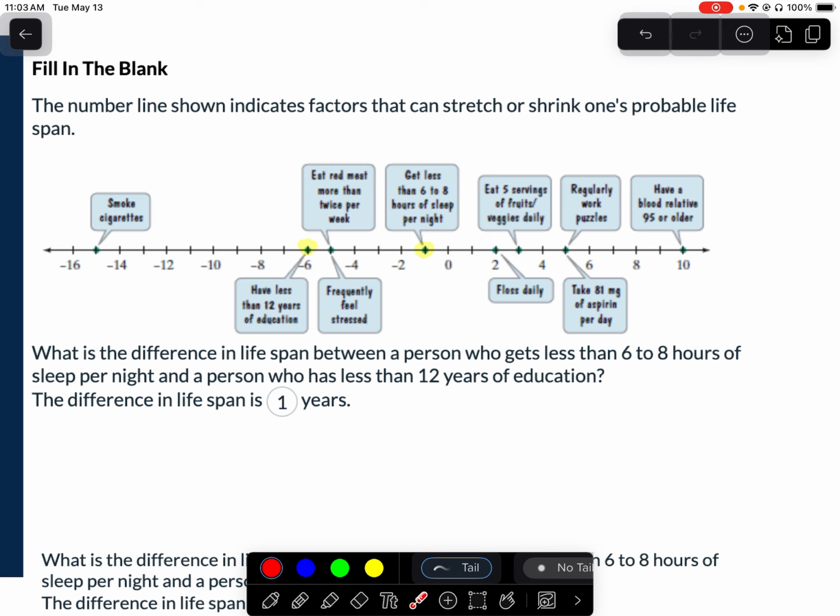So the difference in lifespan is how far apart are they? And so you'll notice we've gone jump 1, 2, 3, 4, 5. Okay, so let's do it again. 1, 2, 3, 4, 5 jumps to get where we want. So it would be a 5-year difference.